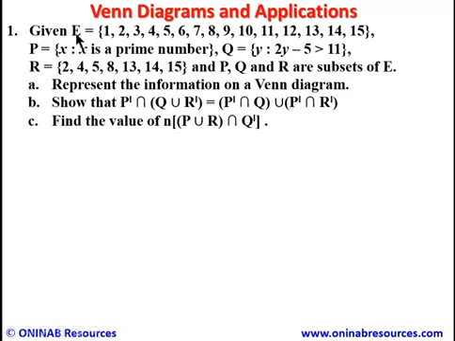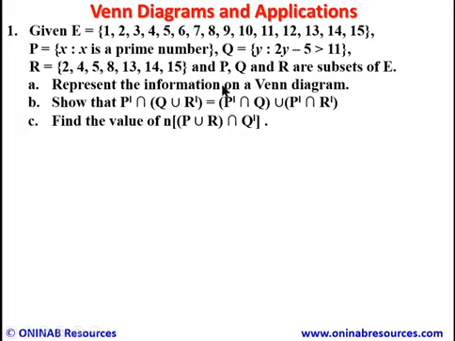1. Given E, that is the universal set, to be the set of 1, 2, 3, 4 up to 15. P is the set of x such that x is a prime number. Q is the set of y such that 2y minus 5 is greater than 11. R is the set of 2, 4, 5, 8, 13, 14 and 15. And P, Q and R are subsets of E. So that's to say E is the universal set.